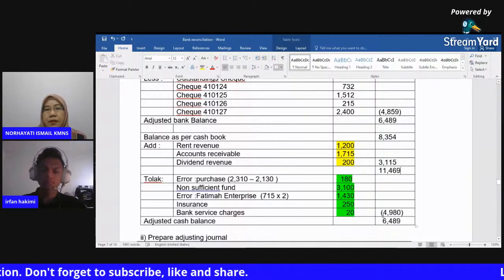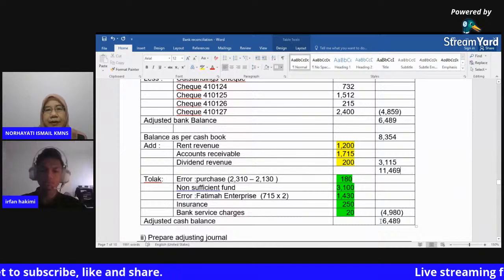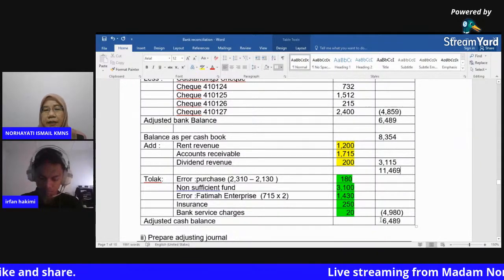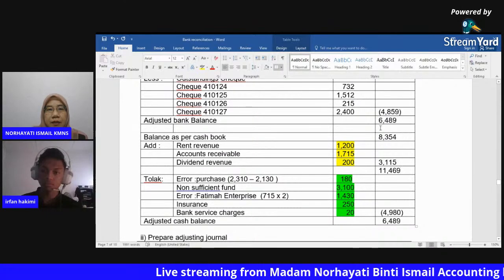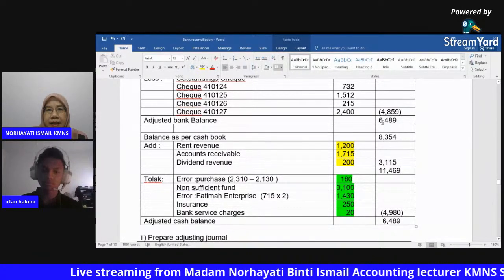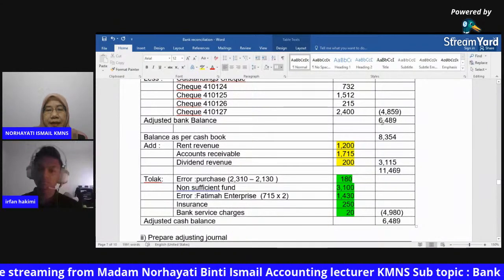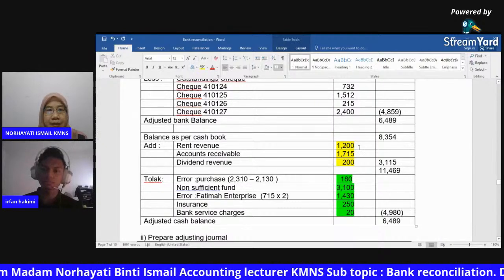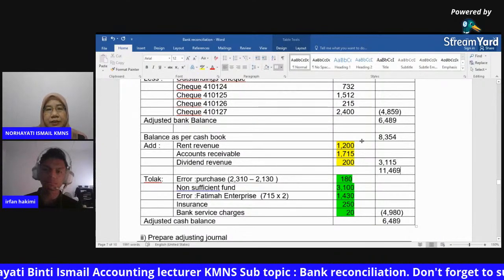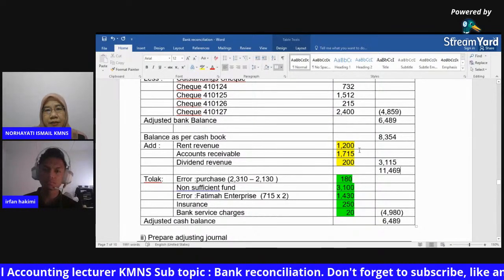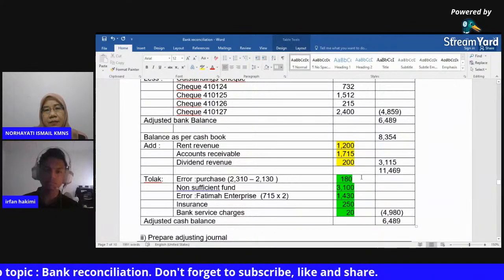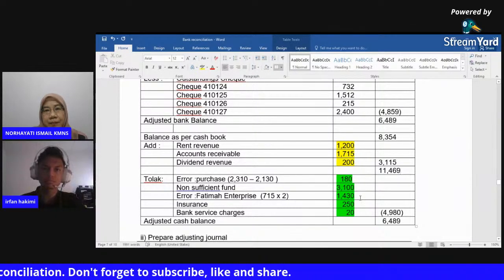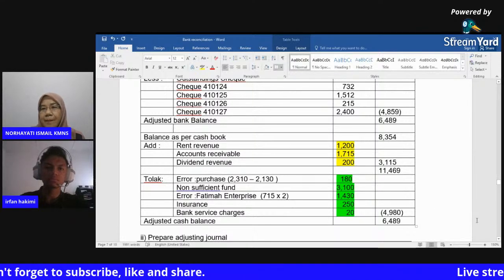So if we deduct this amount, you get the answer 6,489 for cash balance, equal to the balance of bank statement, 6,489. And we have to prepare the adjusted journal entry. This one for cash receipt where we receive check, and this one we make a payment.